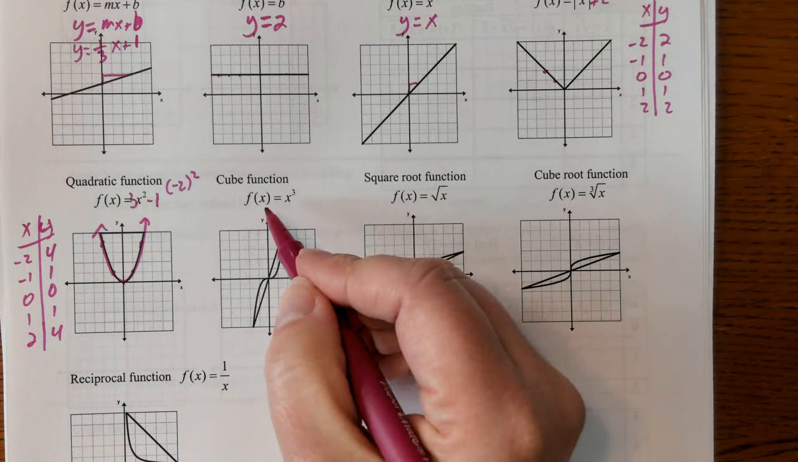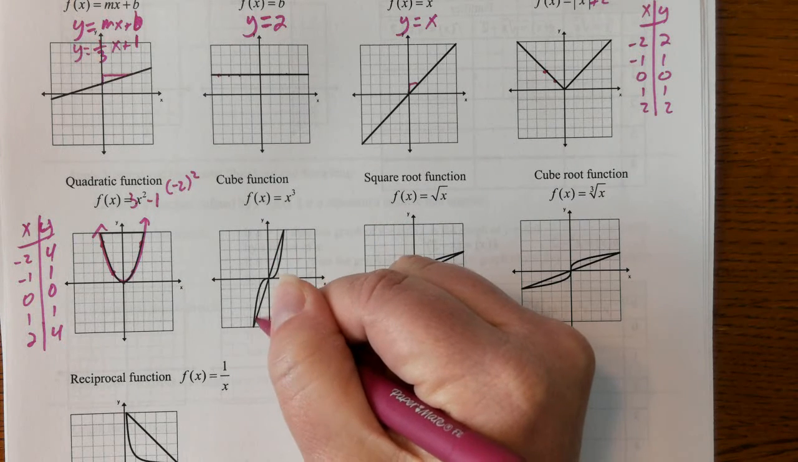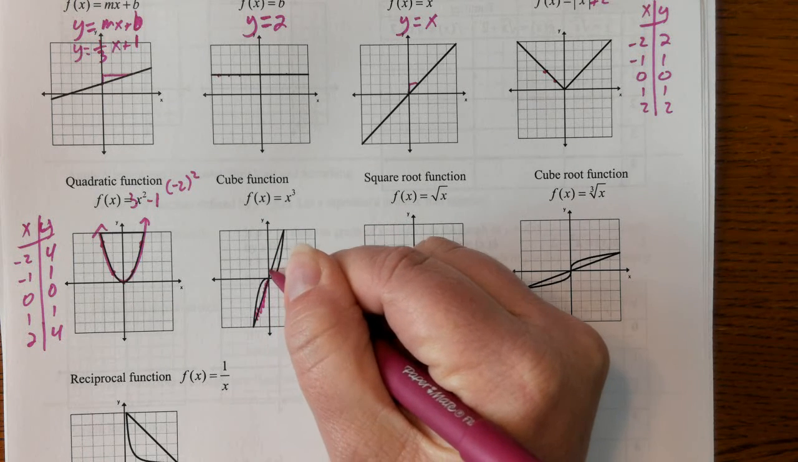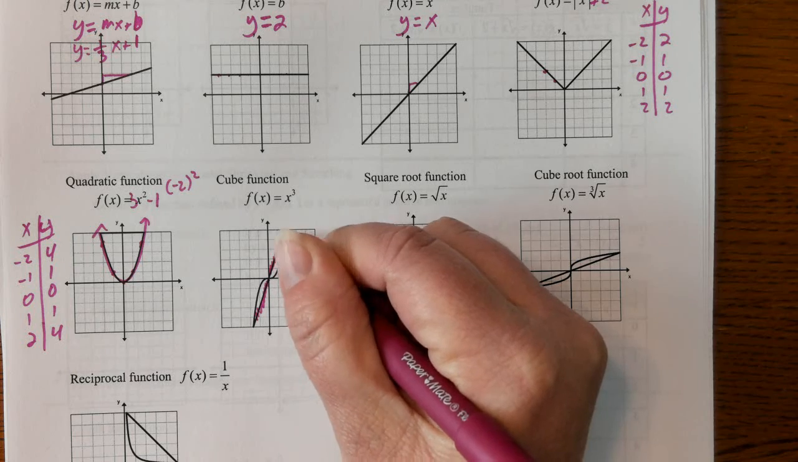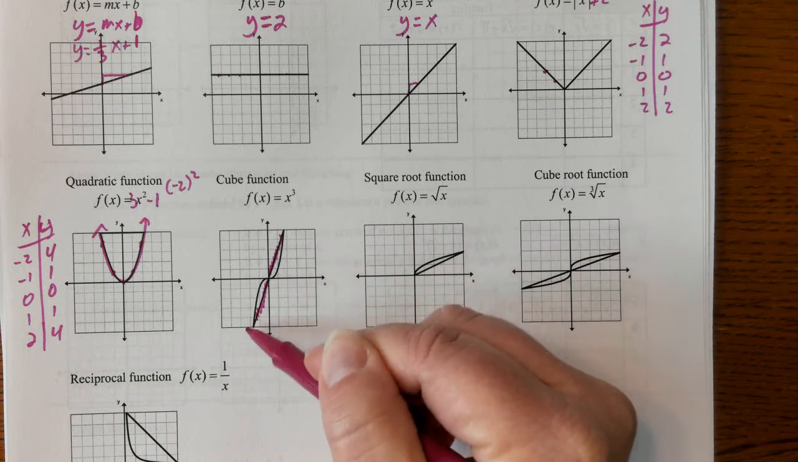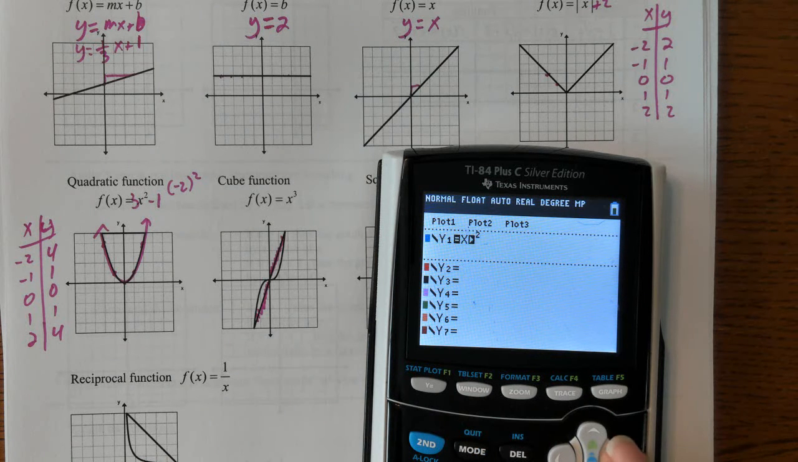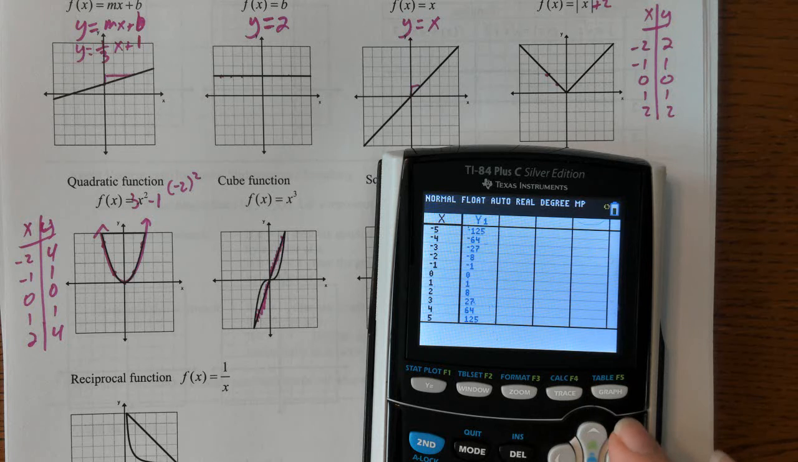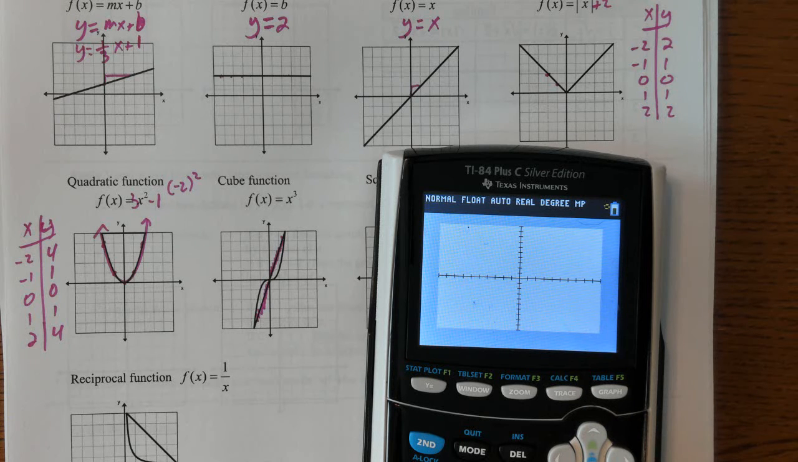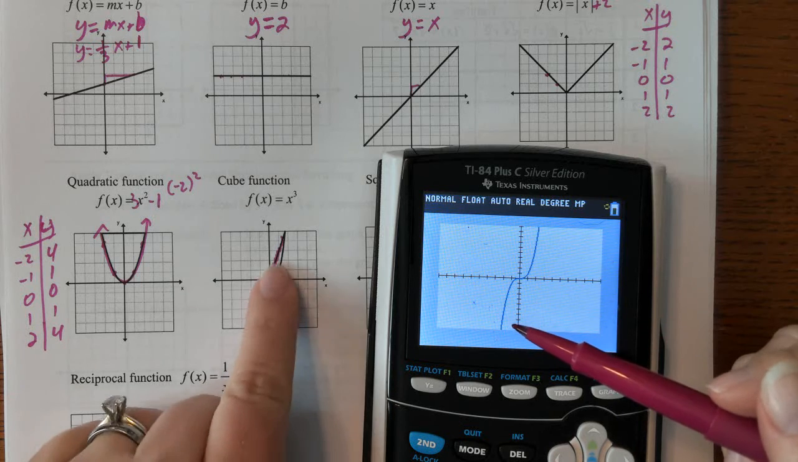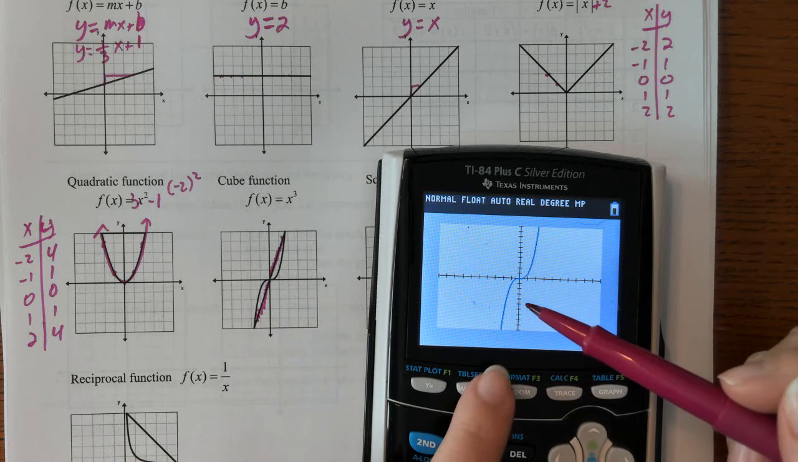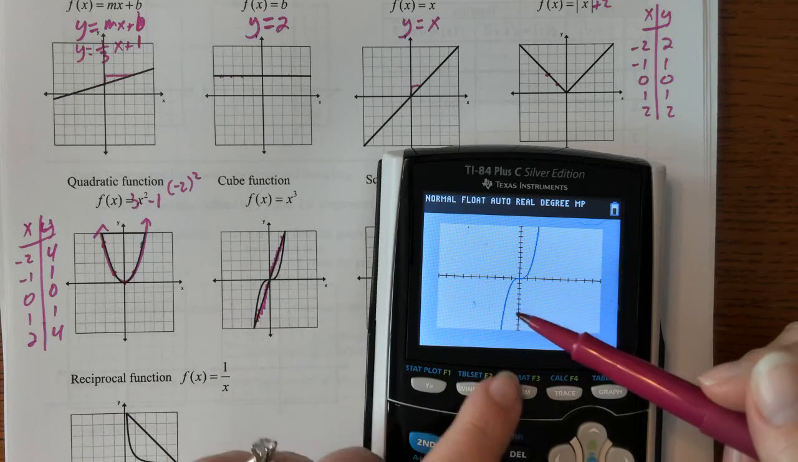Okay, all right, our cube function. I apologize on this picture. I do not know why that little straight line got in there. It should not be there. It should just be the curved part. In fact, you can see it better on your calculator. We make it x to the third, and we graph it. There's our shape. It does not have that straight line. I apologize if that's on your handout. It was a glitch in my printing program.